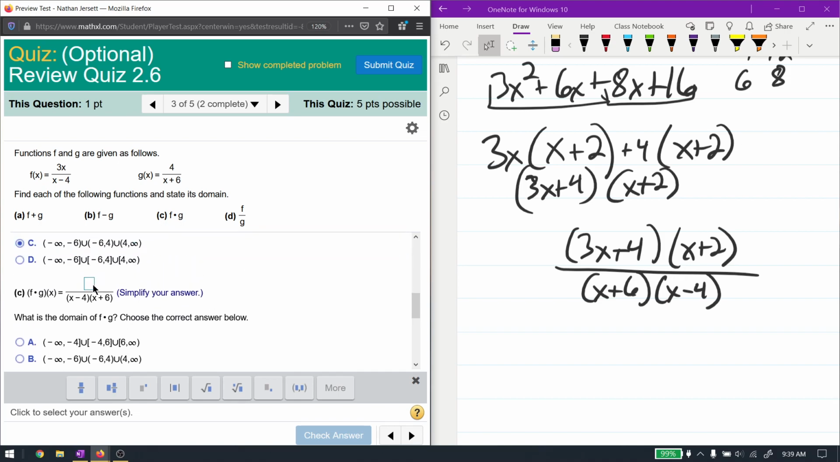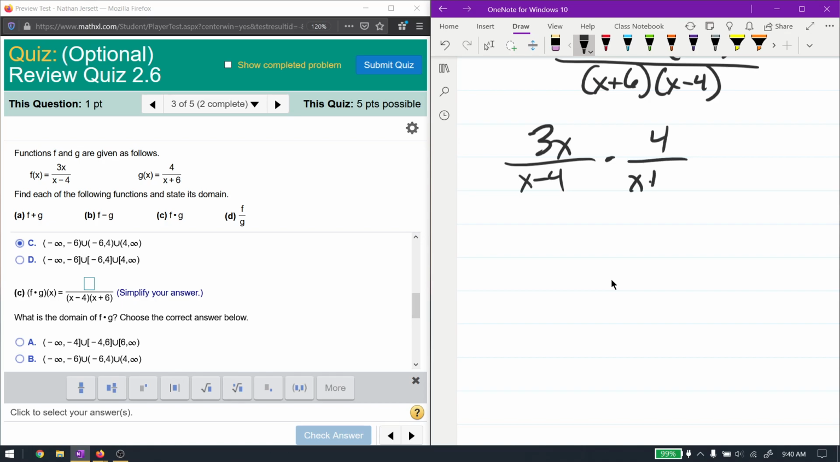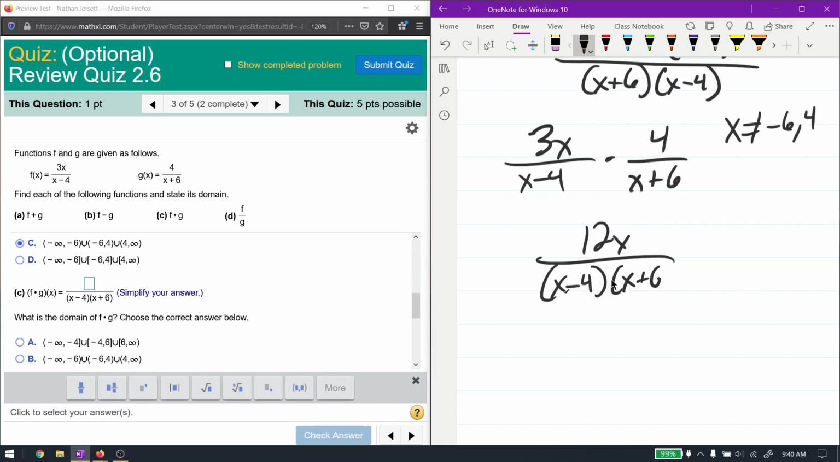All right, here we're going to multiply the two things together. So this one's actually a little bit easier, I think. Times 4 over x plus 6. Still the same denominator gives us x cannot equal negative 6 or positive 4. Multiplying this together, we get 12x over (x minus 4)(x plus 6). And there's no reduction that we can do here. That's the best we can do.